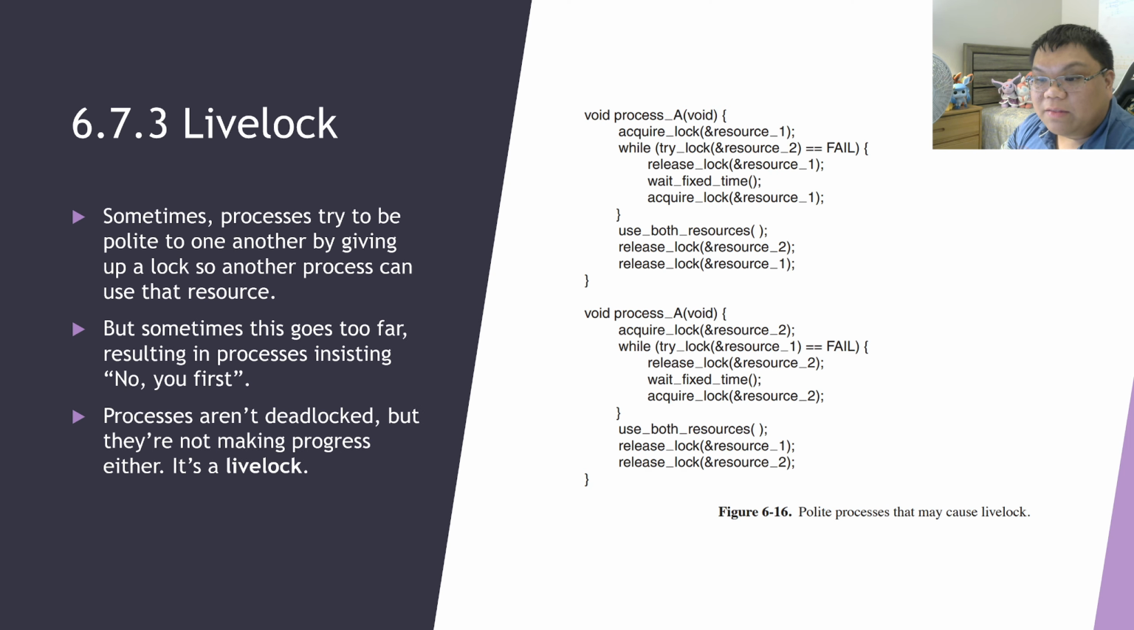There is another thing that can happen called live lock. Sometimes processes try to be polite to one another by giving up a lock so that a process can use that resource. But sometimes it goes too far, with processes basically saying, no you first, no you first, no you first. Processes aren't deadlocked, but they're not making progress either. It's called live lock.